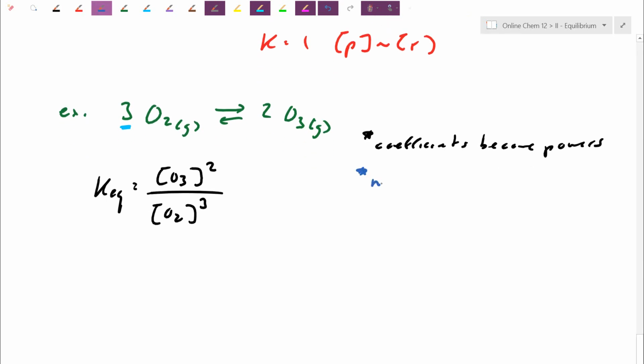A couple other side notes here: KEQ is dimensionless, so it has no units. KEQ only changes with temperature. So as long as we're at the same temperature, as long as between part A and part B of the problem the temperature doesn't change, therefore we are exactly the same.